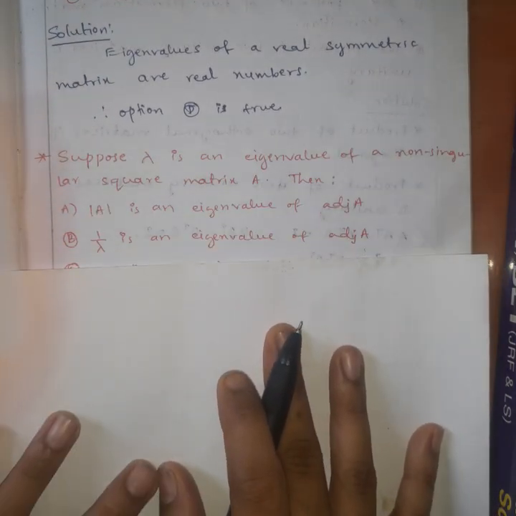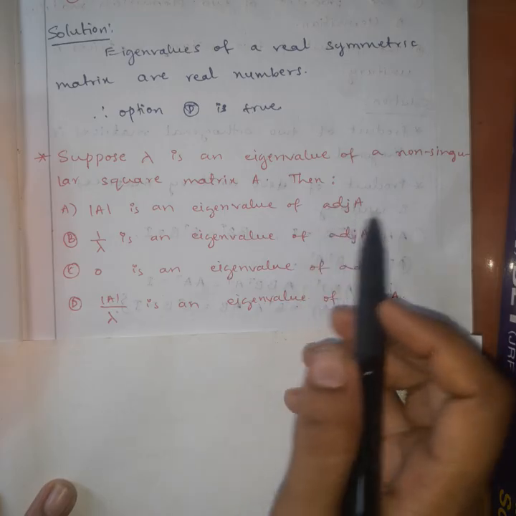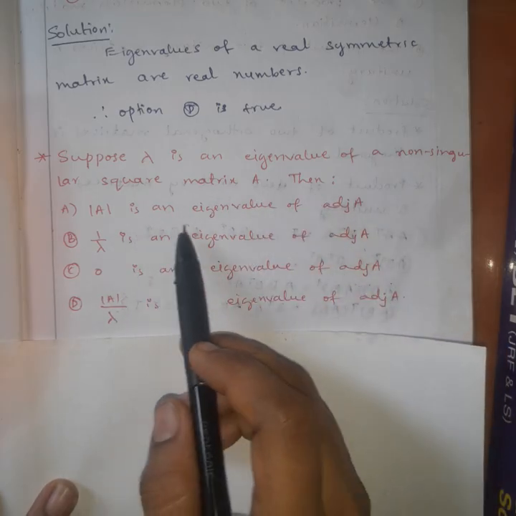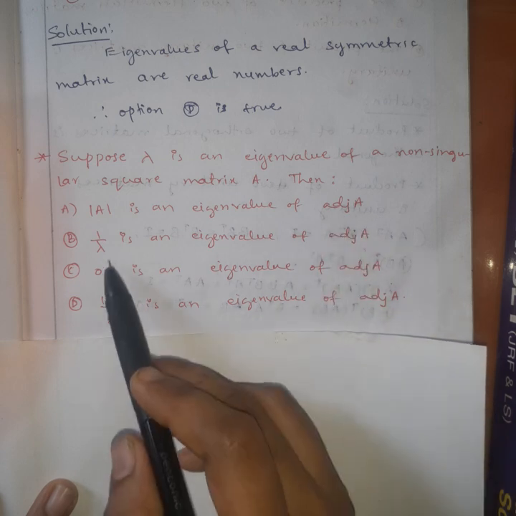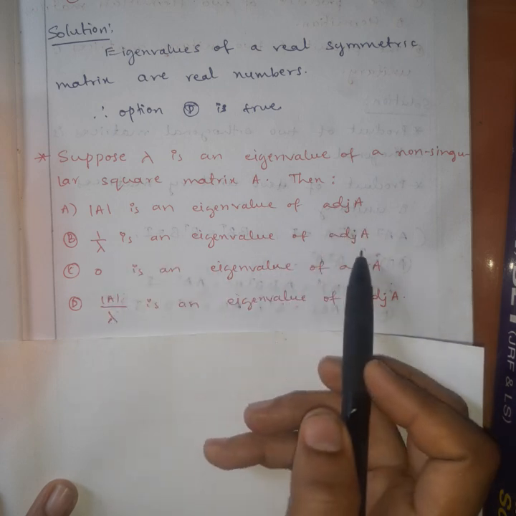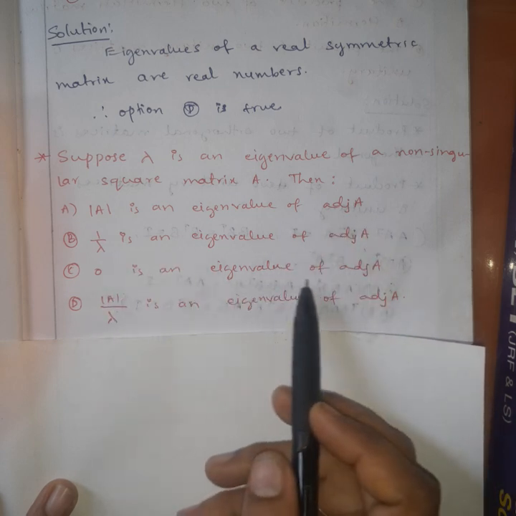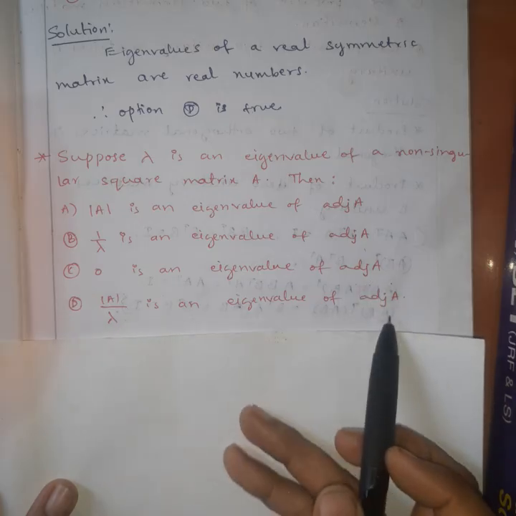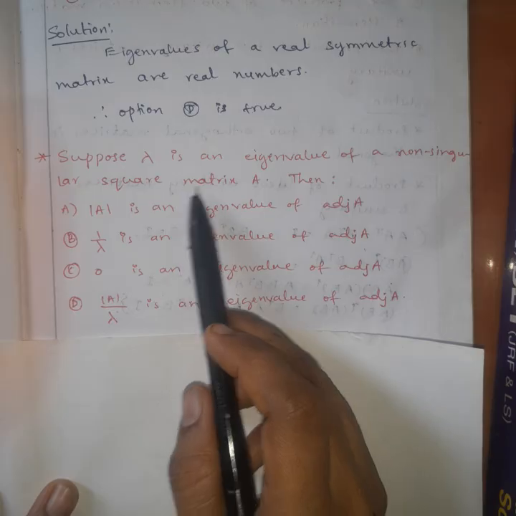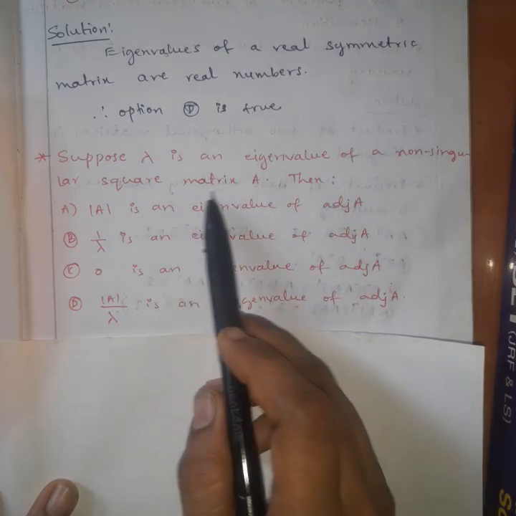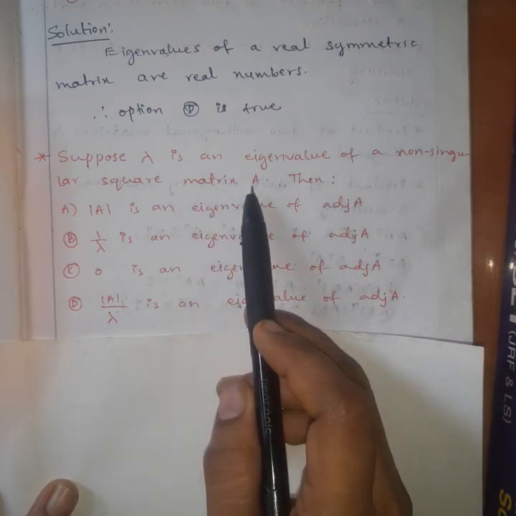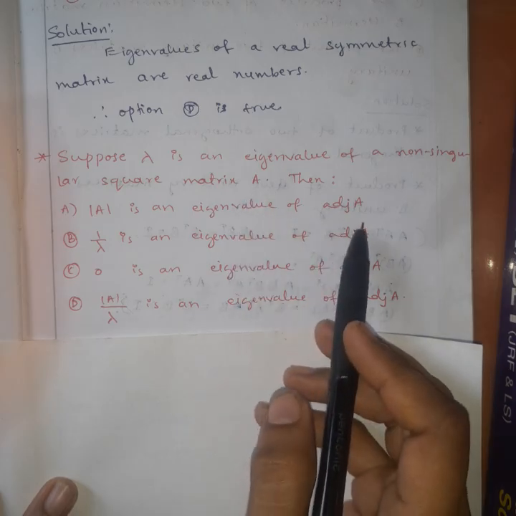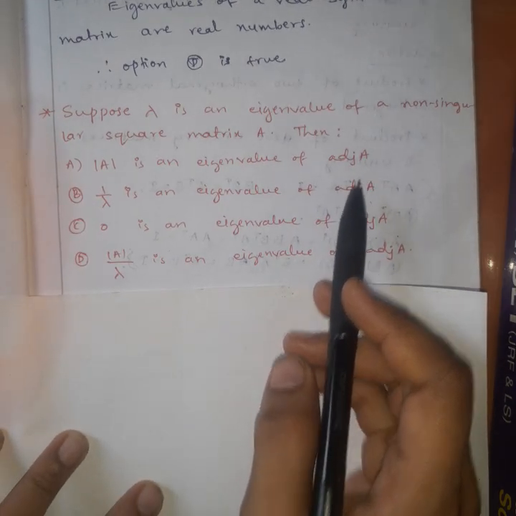question. Suppose lambda is an eigenvalue of a non-singular matrix A, then option A, determinant A is an eigenvalue of adjoint A; option B, 1 by lambda is an eigenvalue of adjoint A; option C, 0 is an eigenvalue of adjoint A; option D, determinant of A by lambda is an eigenvalue of adjoint A. Given lambda is an eigenvalue of non-singular matrix A, we have to write the eigenvalue of the adjoint A. This is also a direct question.